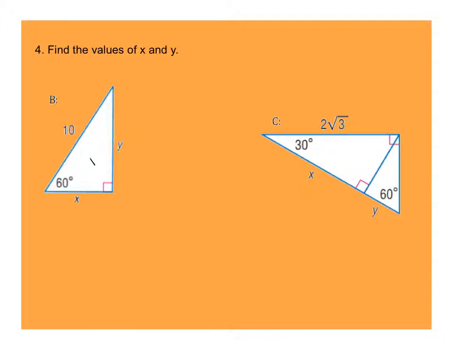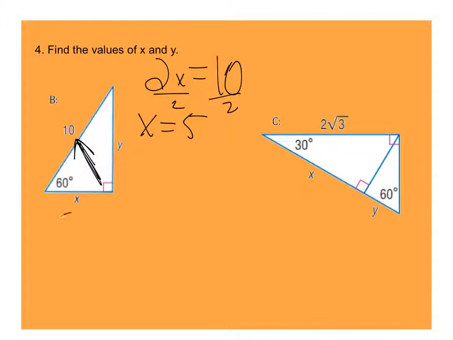So here my hypotenuse is 10. It's across from the 90 degree angle, so that's the long side. It's going to be 10. So this becomes easy. 2x equals 10, so that means x is going to equal 5. Just divide by 2. So my short side is 5. For the middle side, you just multiply by square root of 3. So I'm going to take 5 times square root of 3. That's going to be what y is.